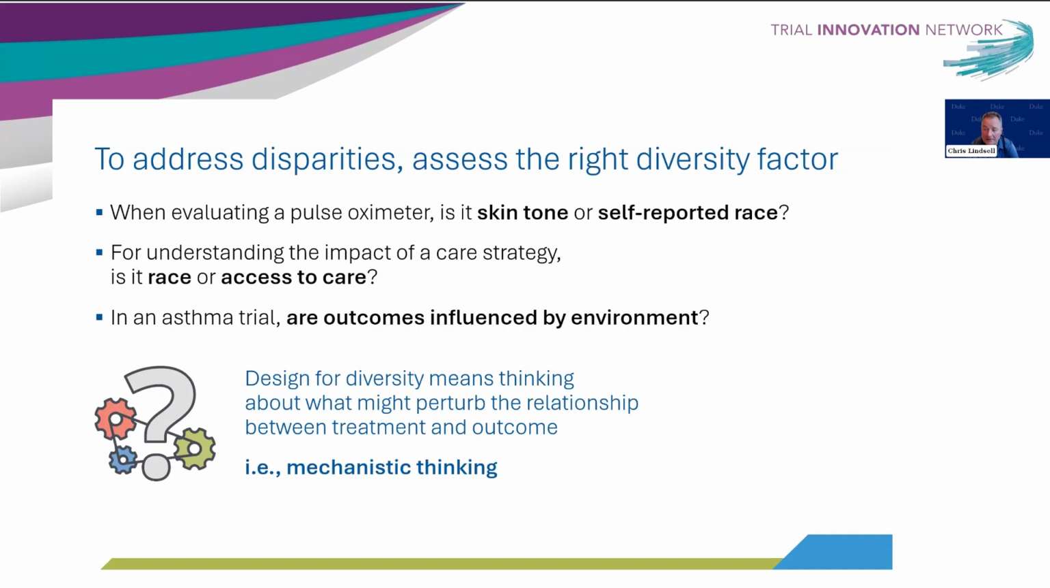You know, similarly, I see so many asthma trials where nobody actually measures the environmental exposure of the participant in their home environment. That's not a good thing to do. And maybe that's a cause of a disparity. And a diversity variable in an asthma trial is actually environmental diversity. So design for diversity really means thinking what might perturb the relationship between treatment and outcome, think mechanistically, and then bring those concepts into the design.